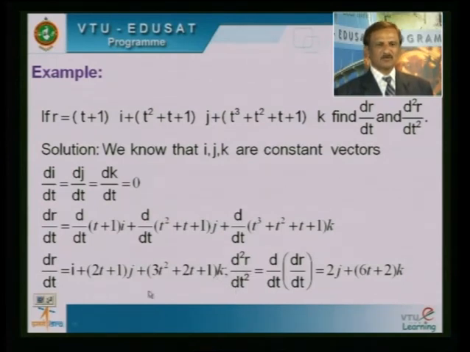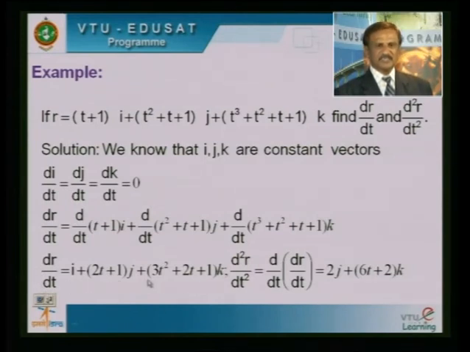Is it clear? So now I want to obtain the second derivative of the vector function. How do you denote it? d square r upon dt square, that is equal to d by dt of dr by dt. Just now we have calculated dr by dt.